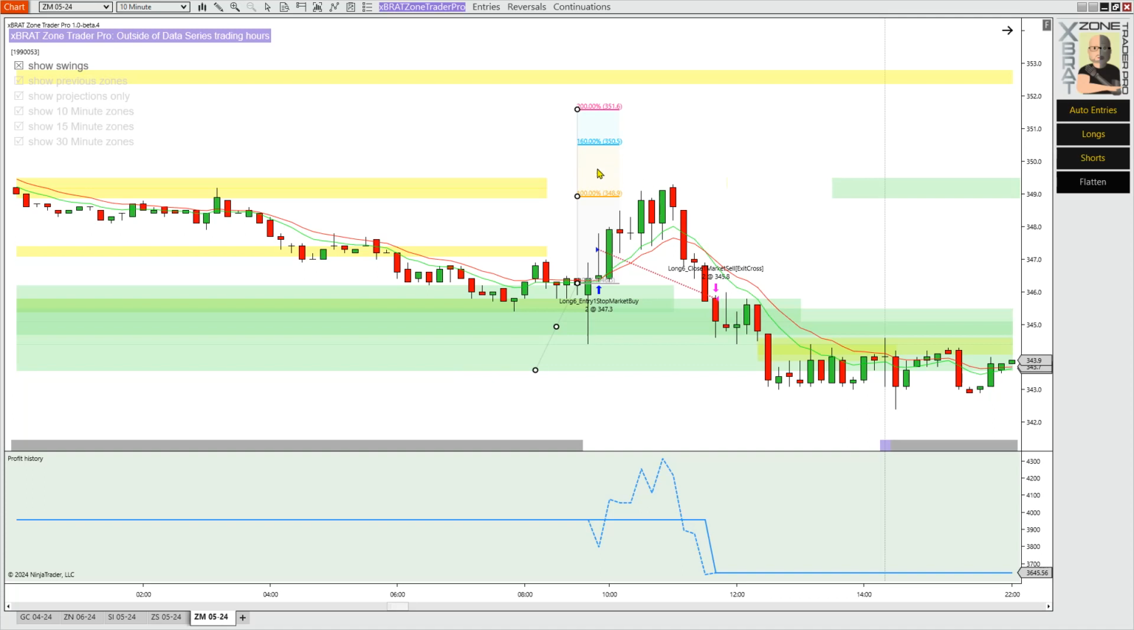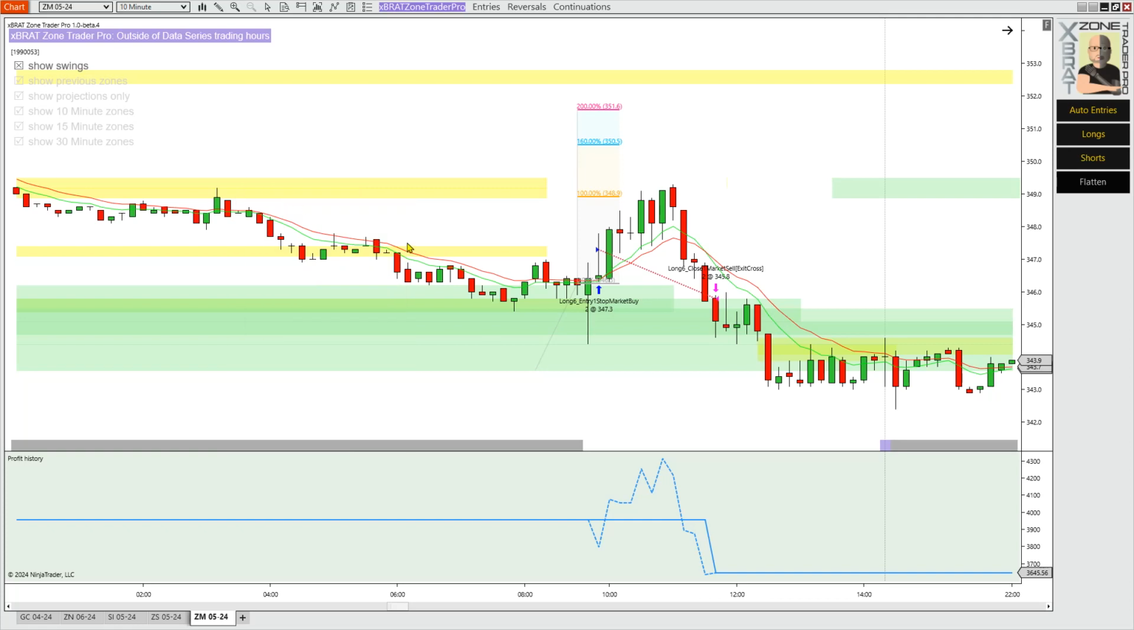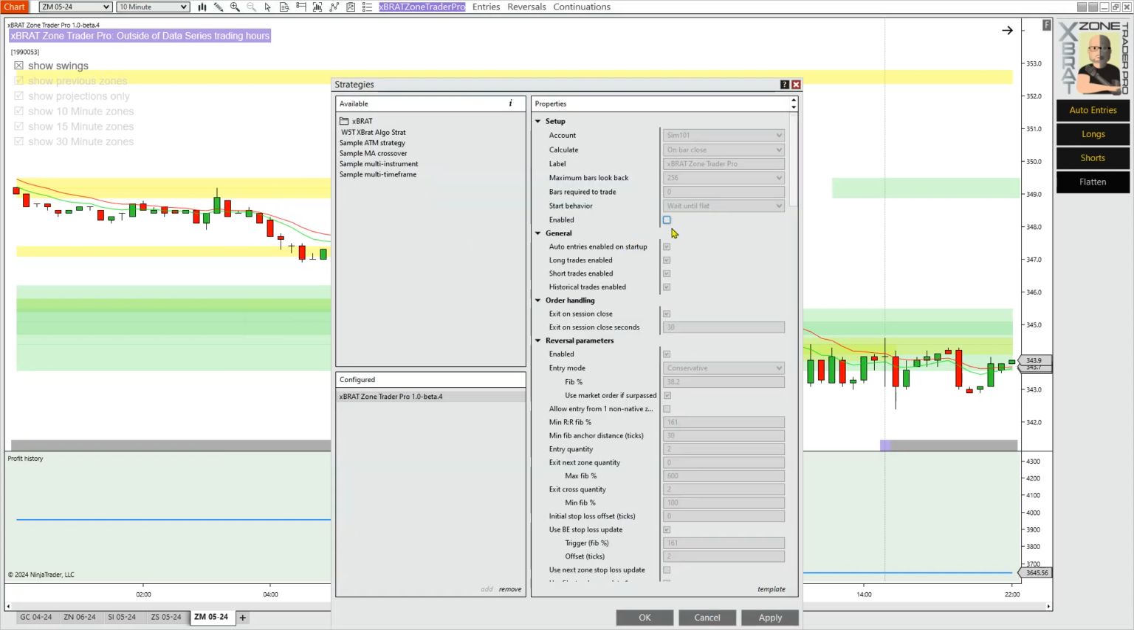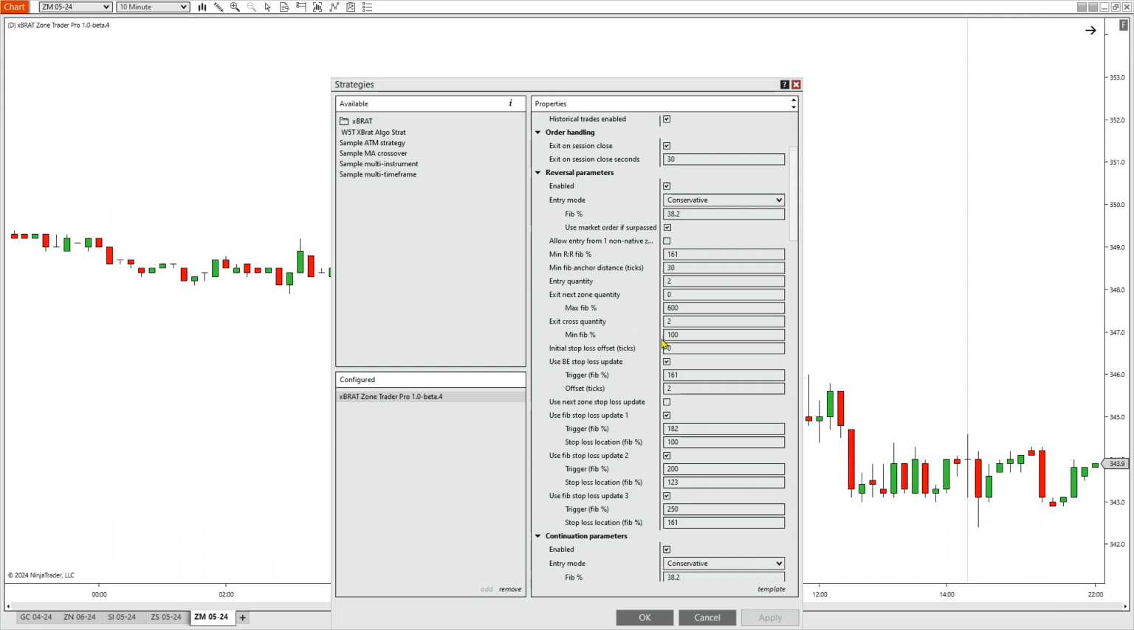Okay, so again, I found an opportunity that would actually get rid of that loser, but how does it affect the other trades? So I'm going to go to strategies again, and I'm going to adjust that break-even adjust to 100% and see what it does overall. So we've got a break even on the reversal at 161. I'm going to put that at 100. Let's click apply.